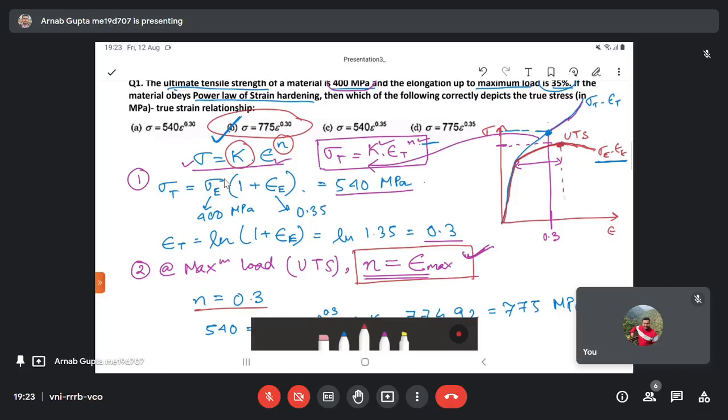In this particular problem, this particular value is nothing but 0.35, and this is 400. And similarly, this particular value is 540, and this one is 0.3, as we have calculated. So yeah, that's it.